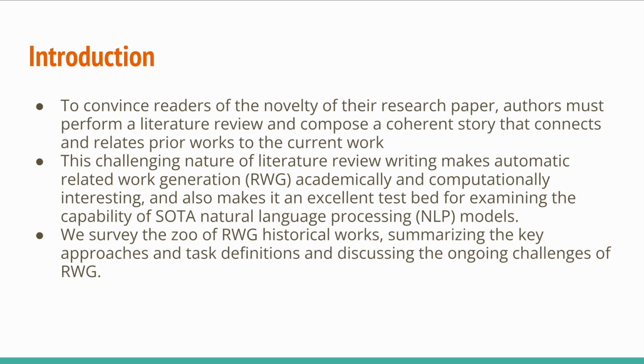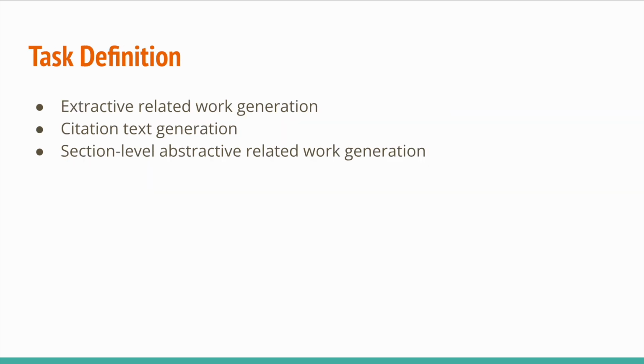In this work, we survey the zoo of related work generation historical works, summarizing the key approaches and task definitions, and discussing the ongoing challenges of related work generation. There are three types of task definitions for related work generation. In chronological order, they are extractive related work generation, citation text generation, and section-level abstractive related work generation.